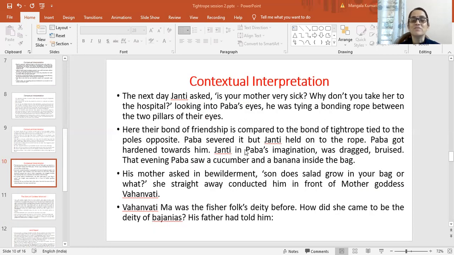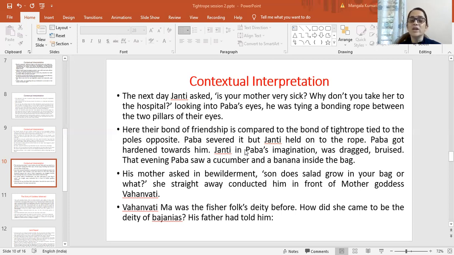So next day, Jatinda asked. Jatinda is called Janti, pet name Janti. So Janti asked Papa, "Is your mother very sick? Why didn't you take her to the hospital?" Between these two boys, Jatinda and Papa, there is a complex weaving of a story by the writer.